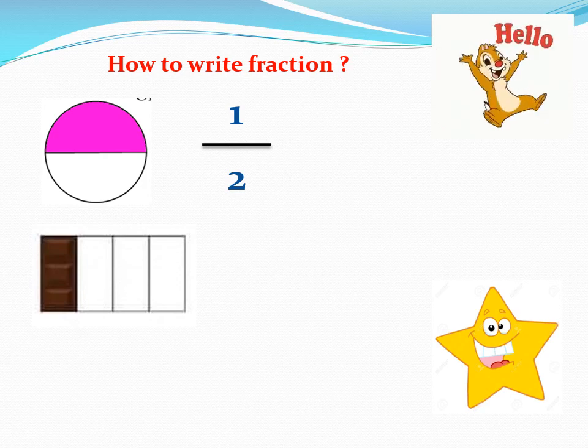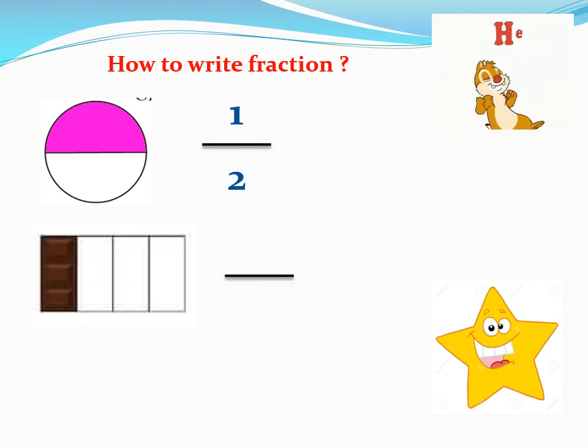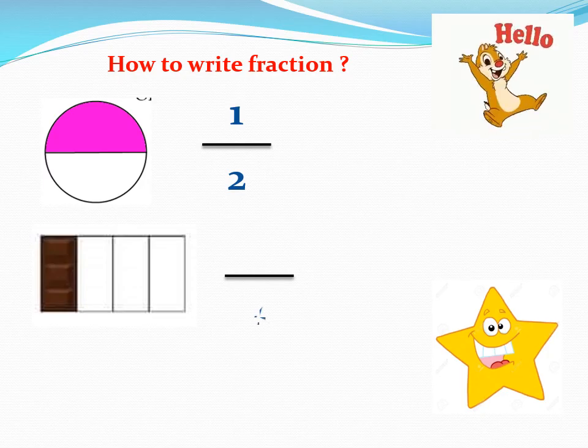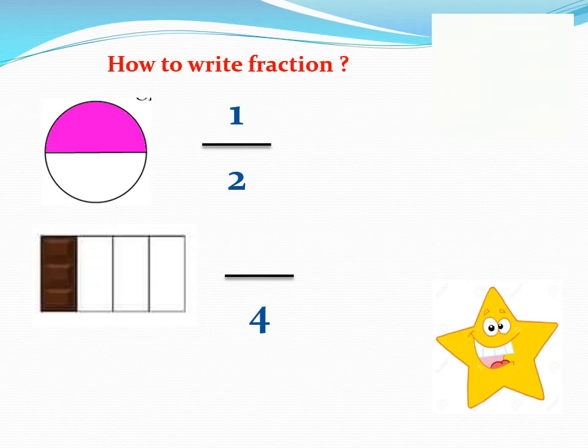Here I have another shape. The first step to write a fraction, I will make a line. Under the line, I will write the total of parts. Here I have 1, 2, 3, 4. I have 4 parts. Above the line, I will write the number of shaded parts. Here I have 1 shaded part.